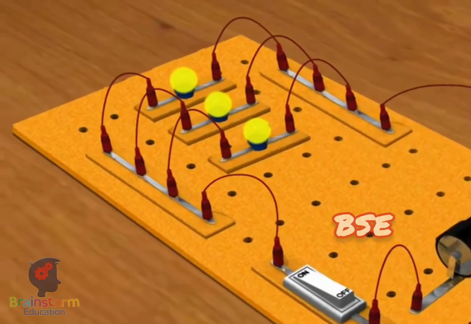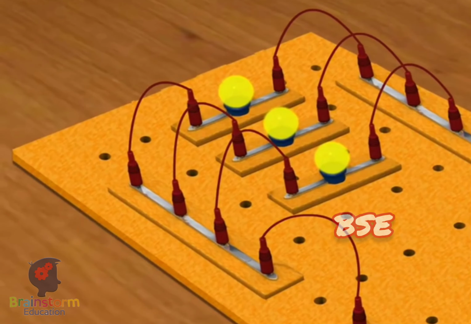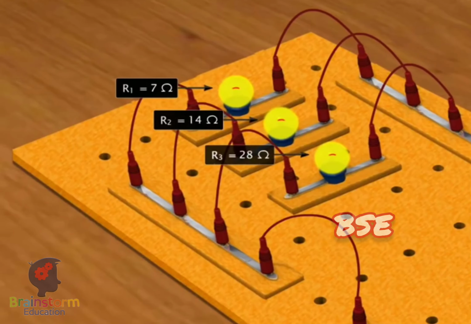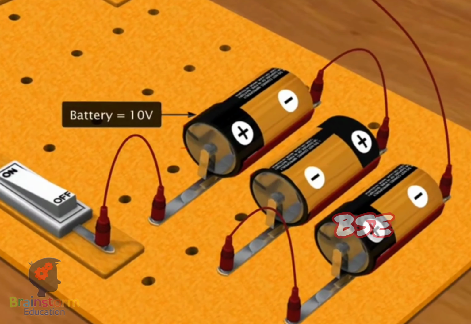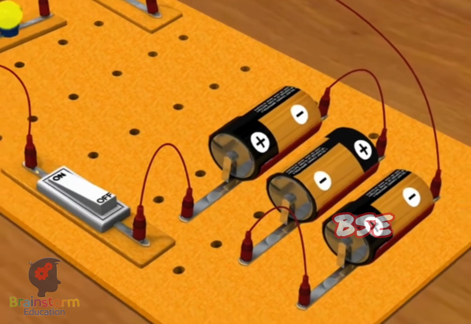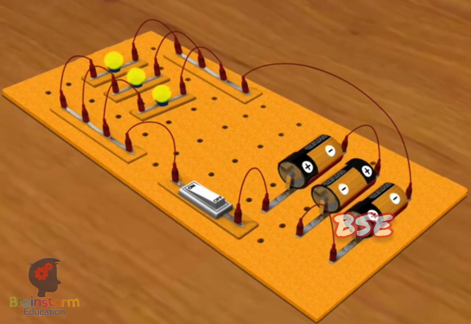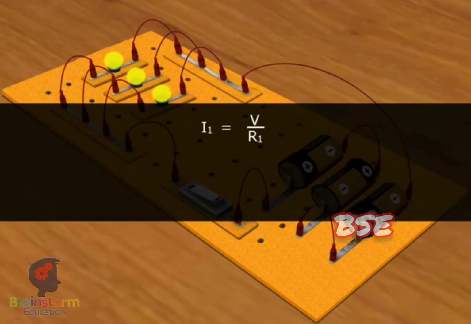Let us do an activity. Here, the three resistors R1, R2 and R3 are of 7 ohms, 14 ohms and 28 ohms respectively. They are connected to a battery of 10 volts. By using Ohm's law, we can calculate the current flowing through the first resistor. By applying the formula I1 equals V divided by R1, we get the amount of current passing through R1 as 1.4 ampere.